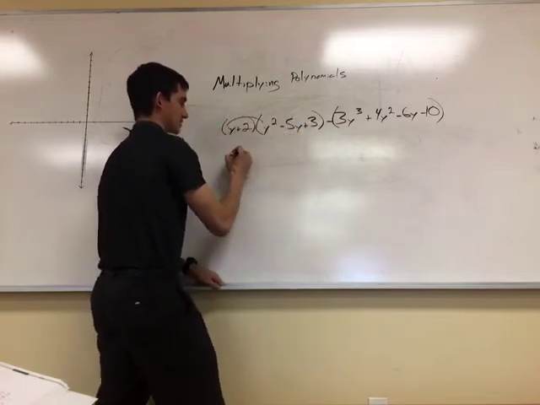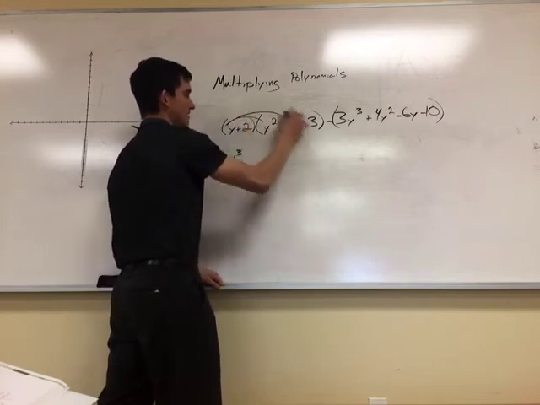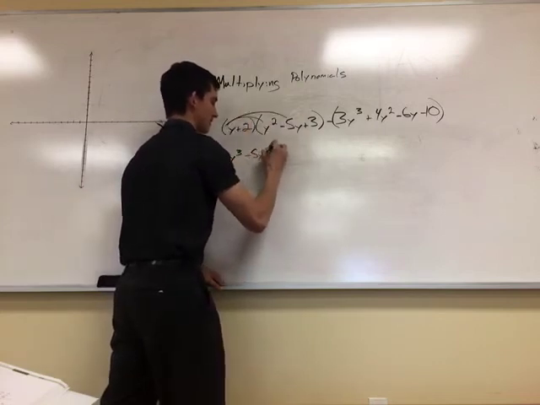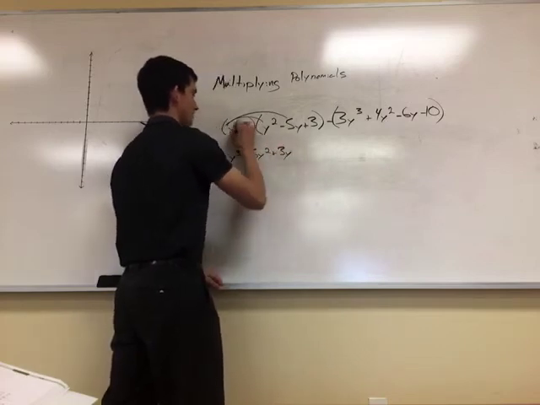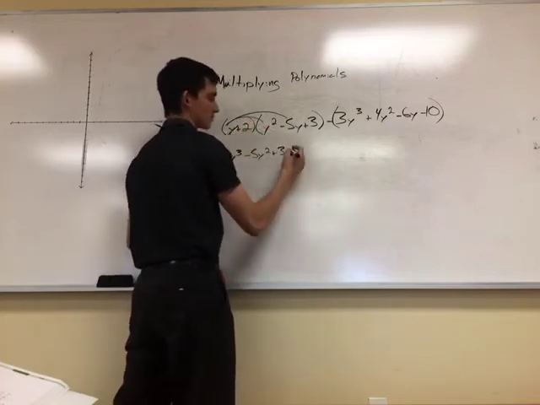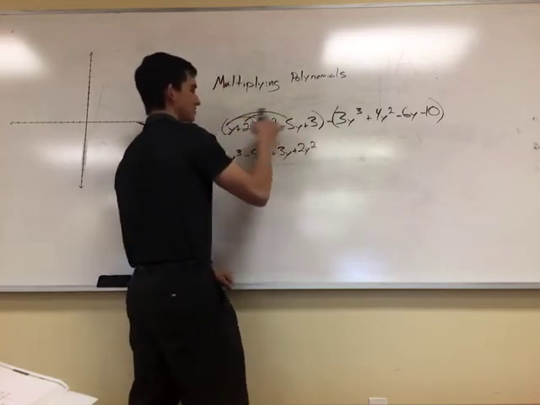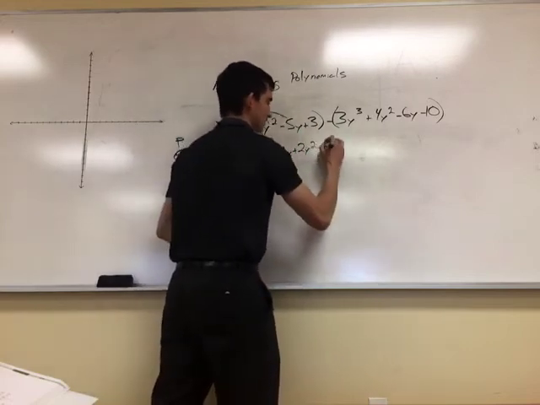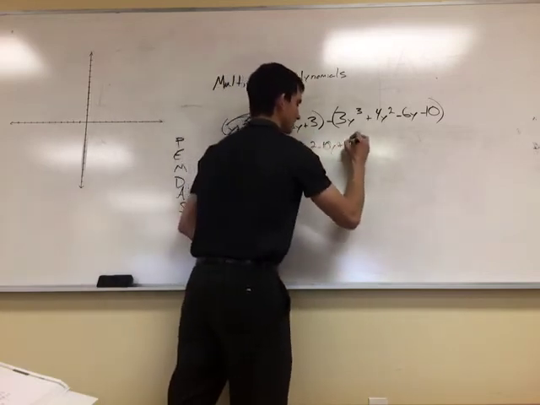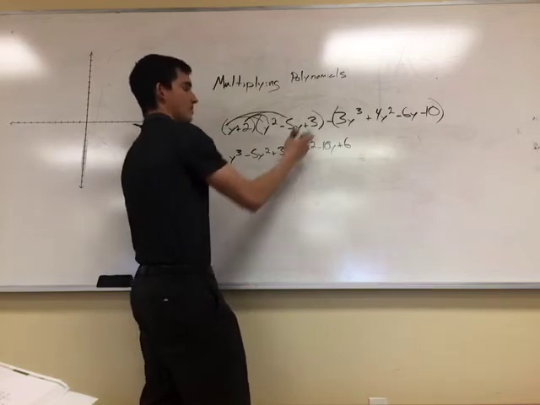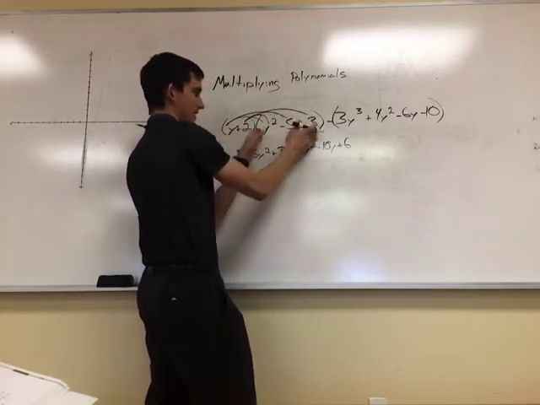So y times y squared, y cubed. Y times negative 5y is negative 5y squared. Y times 3 is going to be plus 3y. Done using that y. 2 times y squared is 2y squared. 2 times negative 5y is negative 10y. 2 times 3 is 6. Alright, so that's this part all multiplied out right here. Every term in here by every term in here once.